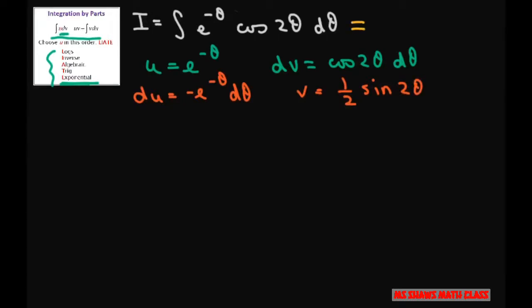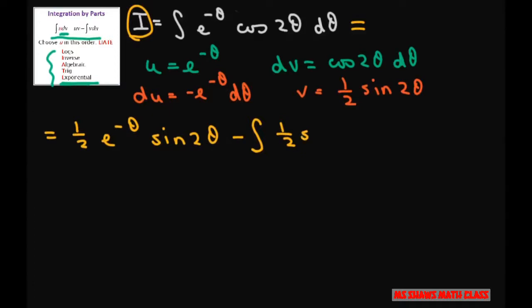So let's fill in the formula. So this equals, this is our integral here, equals, I'll put here 1/2 e to the negative theta, that's times sine of 2 theta. That's your uv, and I just switched them around, minus your integral of 1/2 sine of 2 theta times negative, so this is going to end up being, I'll just put it here.